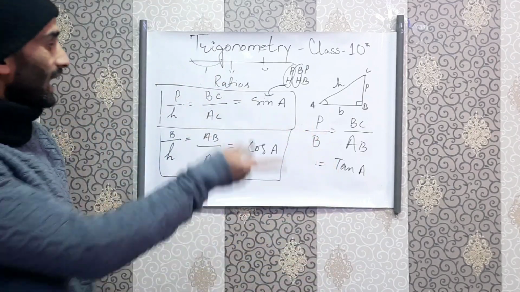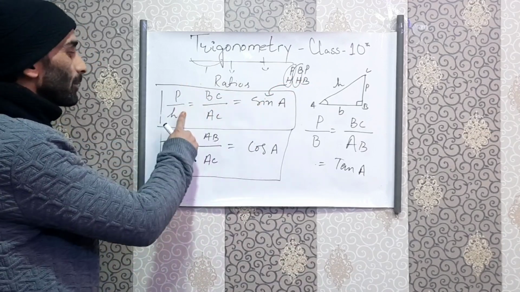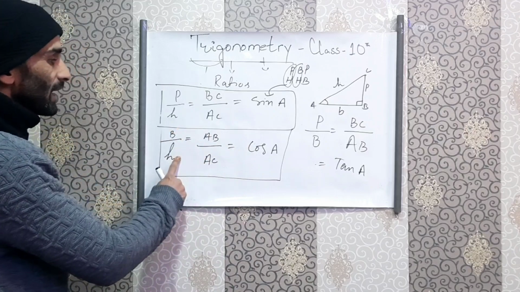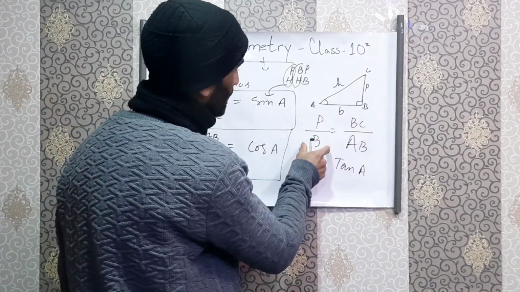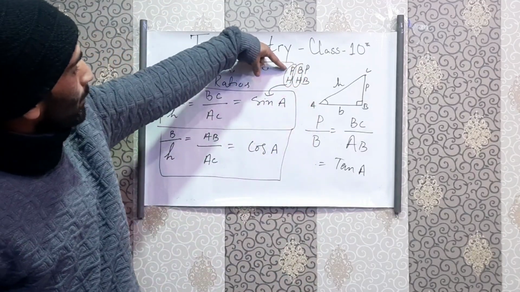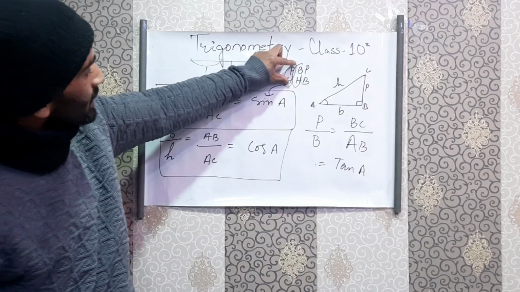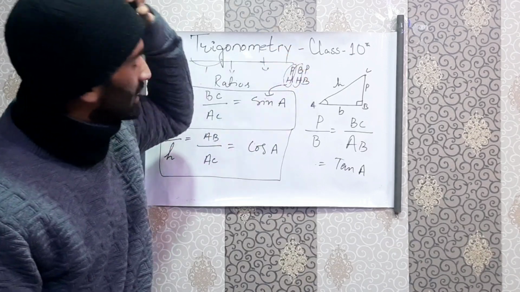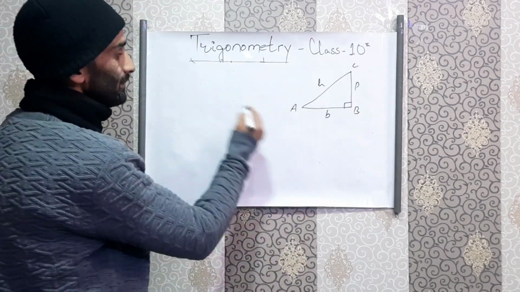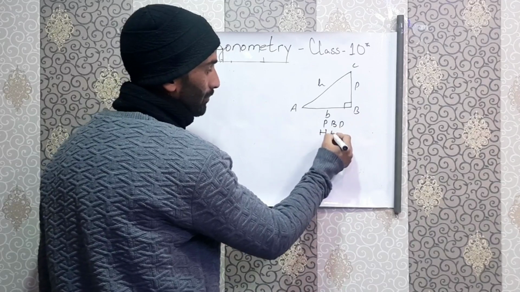Now again I will explain. Sine is perpendicular by hypotenuse, cos is base by hypotenuse, tan is perpendicular by base. Or perpendicular by hypotenuse, the first one, this is sine. The second one, this is cos. And the third one is tan. Just now we learned Pandit by Pandit, Hari Hari by.